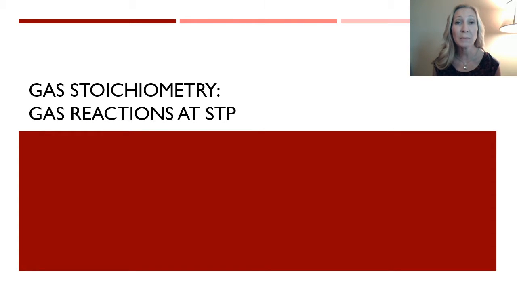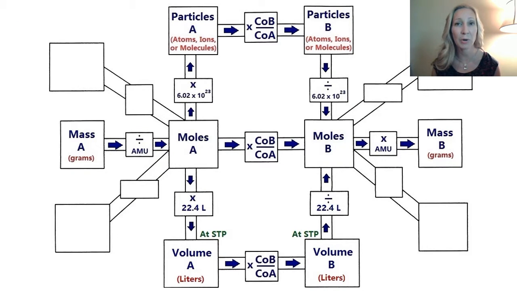In this video, we're going to be solving slightly more complex gas stoichiometry problems. We're going to be going from mass of one substance to volume of another, and volume of a substance to mass of another at STP. Now remember, standard temperature is 273 kelvins, and standard pressure is 1 atmosphere.